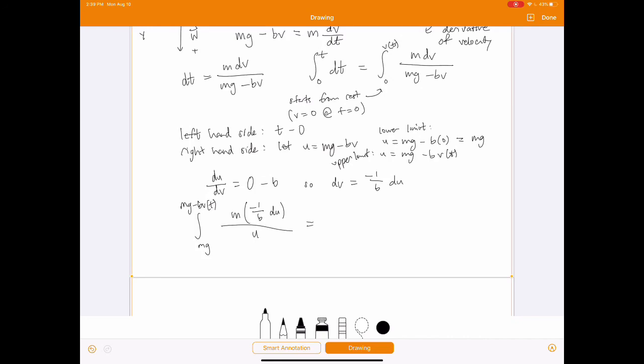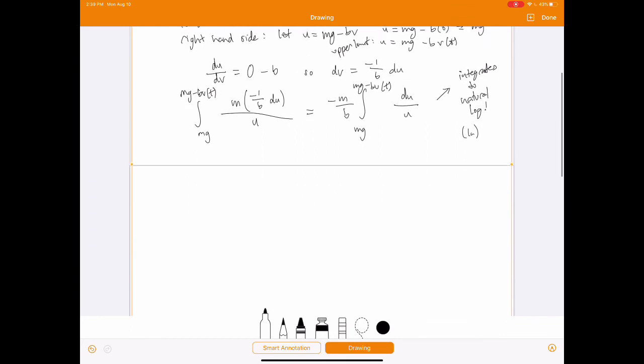By the way, why did I do all this substitution? I just simplified the integral a lot. That's why. We have constants out front, which are minus m over b. And then we have integral going from mg to mg minus bv. And then look, all that's left is du divided by u. So the thing we have to integrate is just 1 over u when we make this substitution. And I don't know if you remember what the integral is, but this integrates to the natural log, ln.